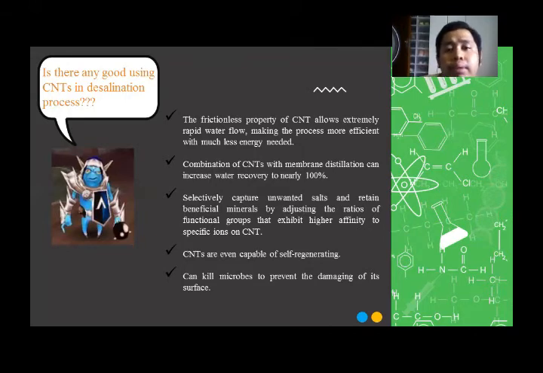CNTs are even capable of self-regenerating. So if the structure is damaged by an external issue, they can go back. And finally, they can kill the microbes to prevent damage to their surface.